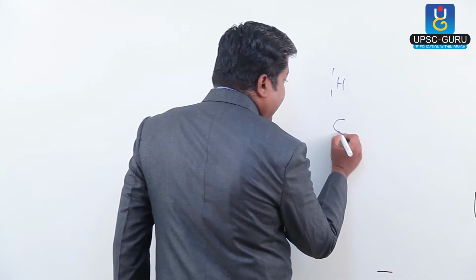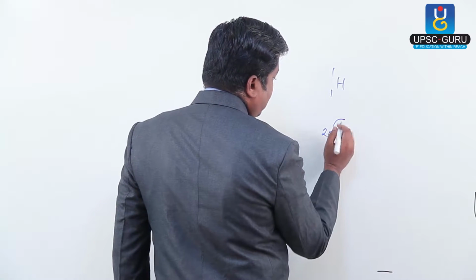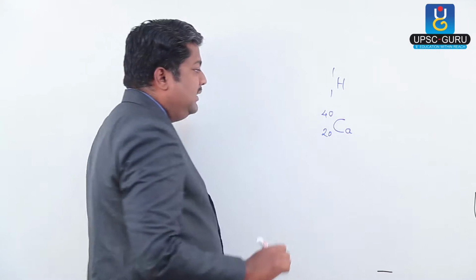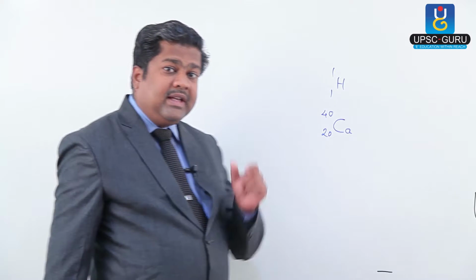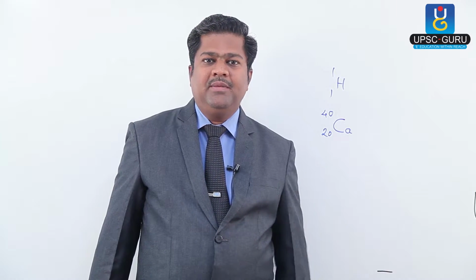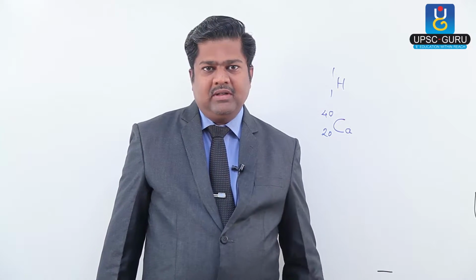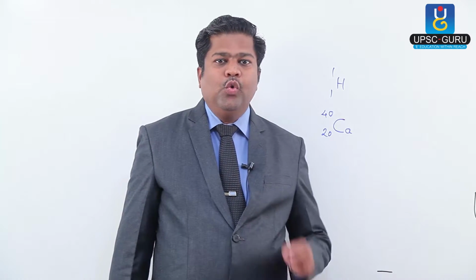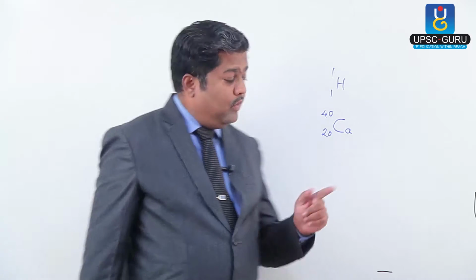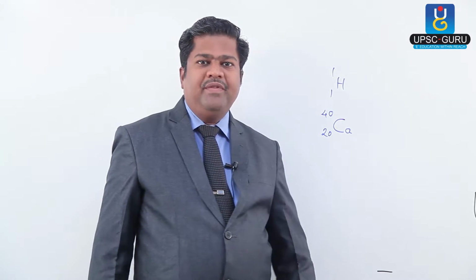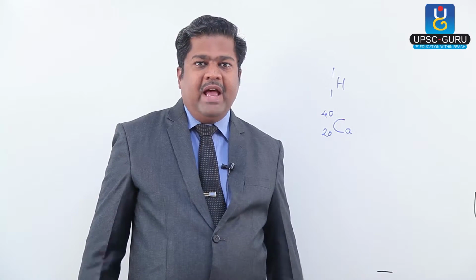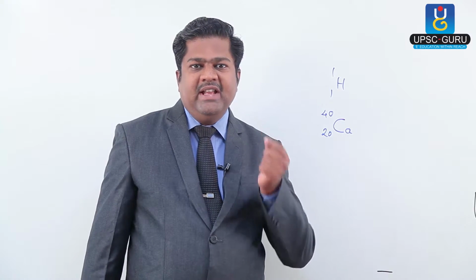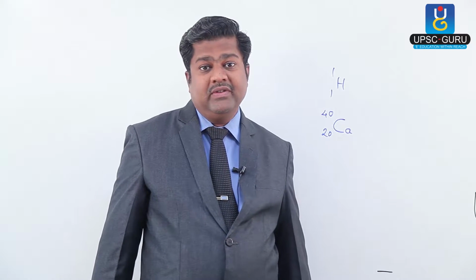If I am talking of calcium, it has 20 protons, mass number is 40, that means 20 neutrons. So inside the nucleus of the calcium atom, there are 40 particles. These particles inside the nucleus we are calling nucleons. So there are 40 nucleons. Out of that, 20 protons and 20 neutrons. They are packed together in such a tiny place, that is the nucleus.